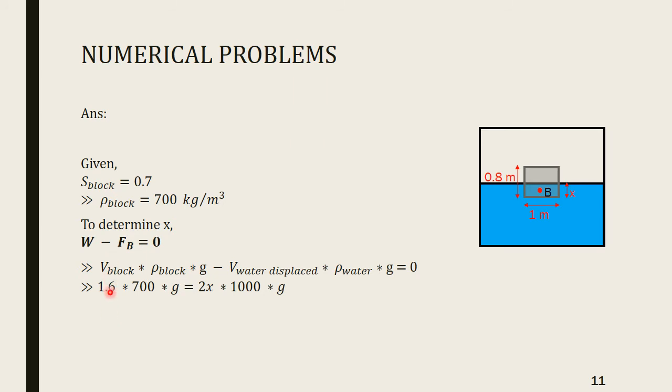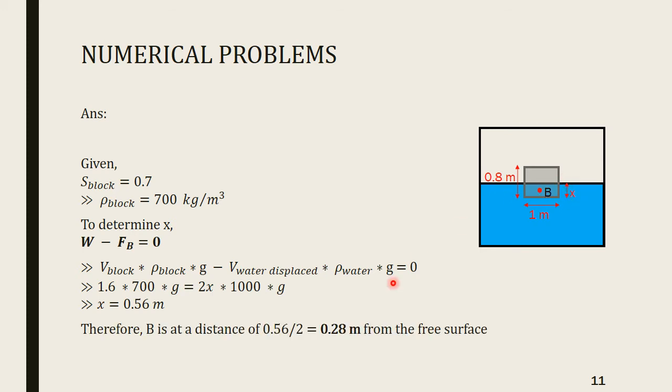So volume of the block would be 1 into 0.8 into 2. Density of the block is 700. And volume of the water displaced would be 1 into 2 into x, which is 2x, and density of the water is 1000. So cancelling all the common terms, we will end up with x is equal to 0.56 meter. So this depth of immersion is known to us. So center of buoyancy can be located at the center, and so buoyancy is at a distance of 0.56 by 2, that is equal to 0.28 meter from the free surface, or you can also say 0.28 meters from the base.